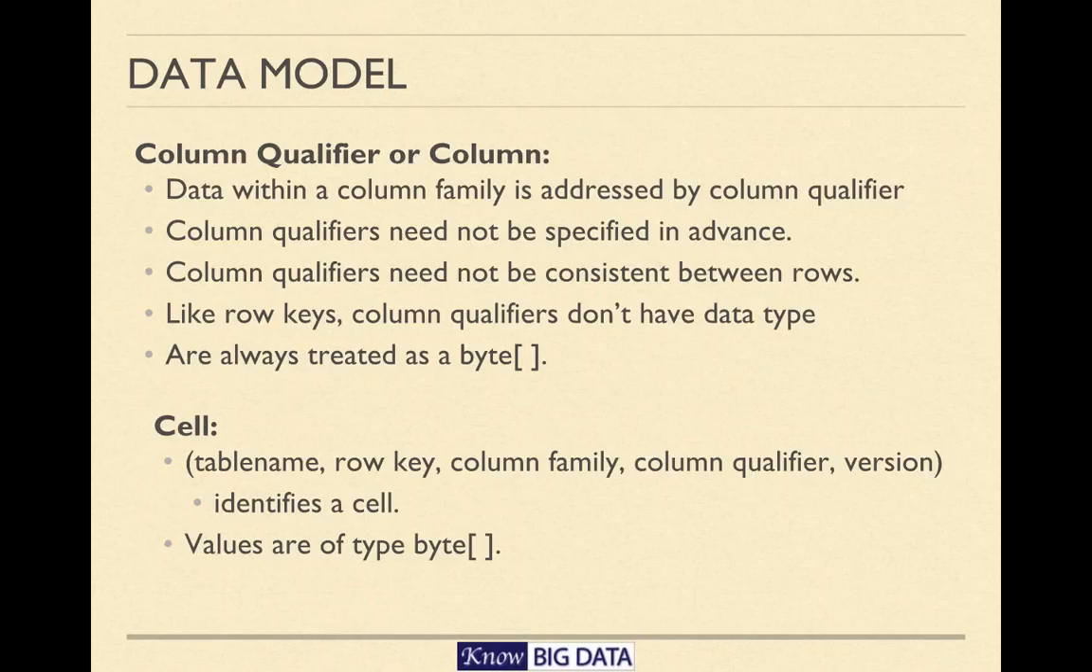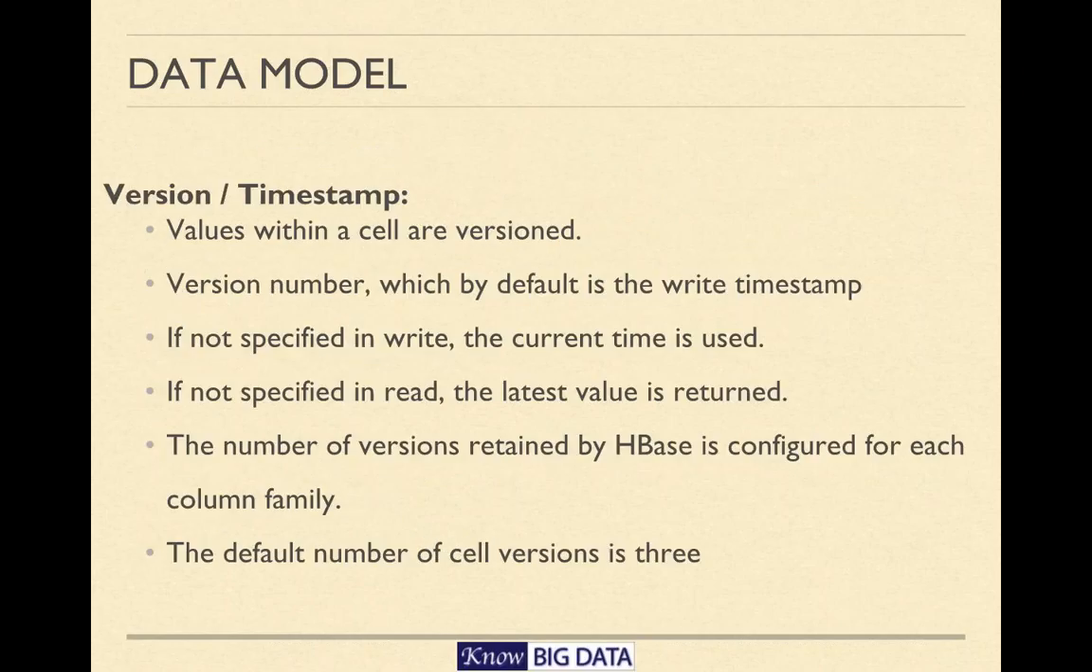When you change the value of a cell, the older value gets pushed to the older version, and the newer value takes its place. By default, there are three versions kept, two old versions and the one current version, in HBase. You can change it for every row. All right. So values within a cell are versioned.